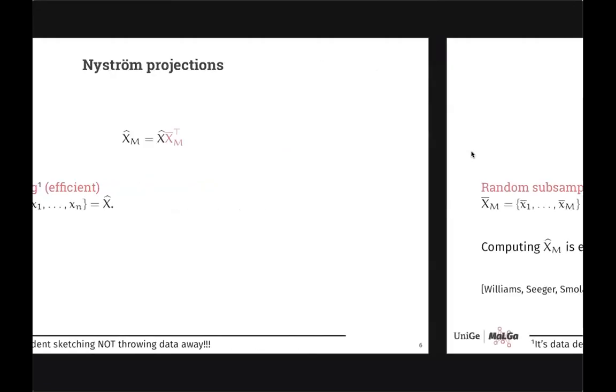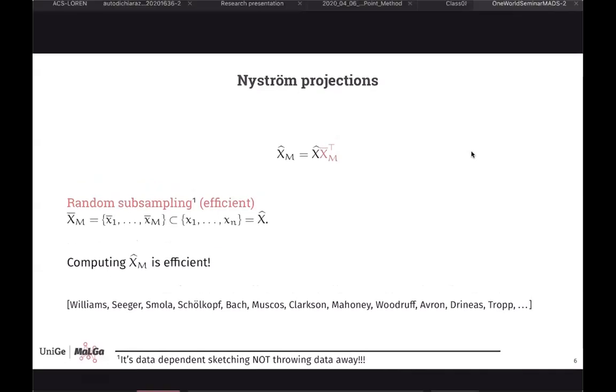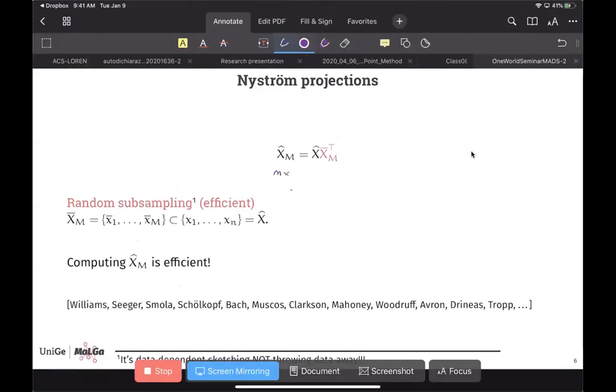So a couple of observations. Clearly computing this is very efficient. You just have to subsample a bunch of points. Notice that we are not throwing away data, so we're not subsampling the data set. We are only using a subsample of the data to summarize the information on the full data set. So this matrix X hat M is still n by m. So I still make use of all the data points, okay?